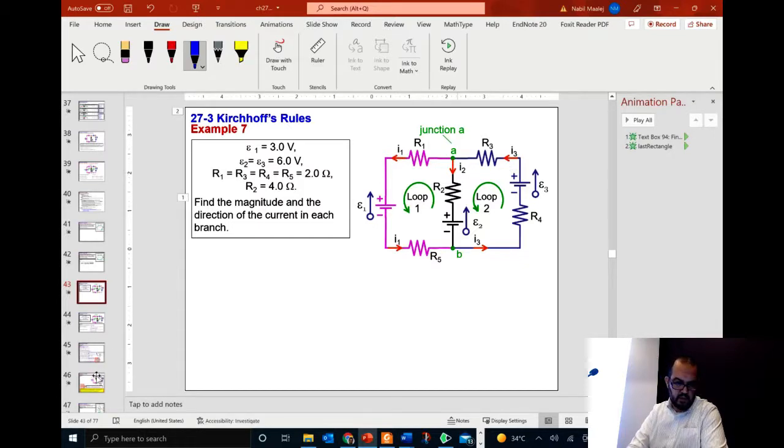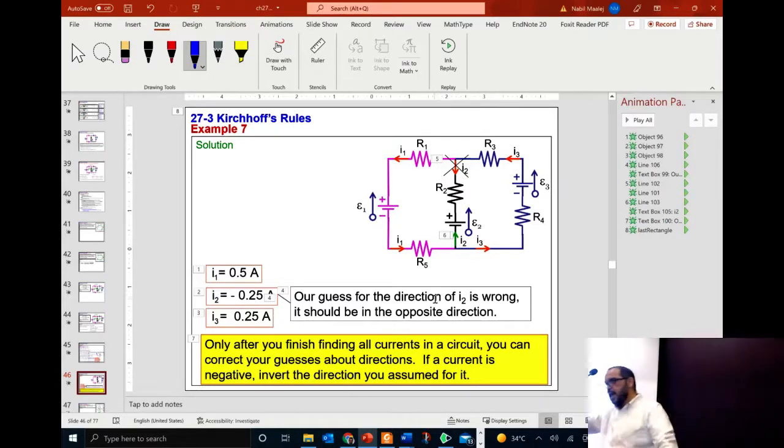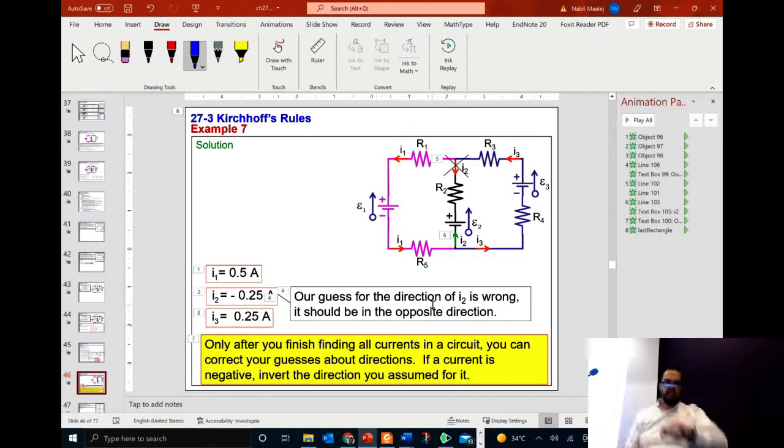So you just go back to the circuit and you correct the direction. This is not how the current flows in this branch, it's this one, I2. But you do it all at the end. The number that you get here, 0.25, is still correct. But the negative sign indicates that the assumption of the direction of the current we took is wrong. So we just go back to the circuit and correct it. So do not make changes while you're solving. You solve with your assumption, and after you find the final results, then you make the corrections.